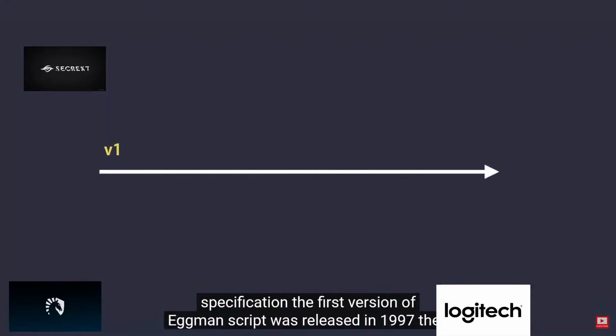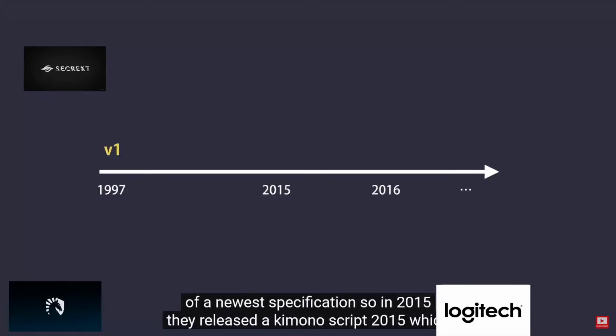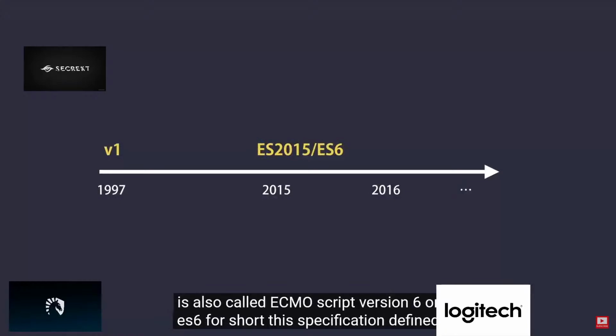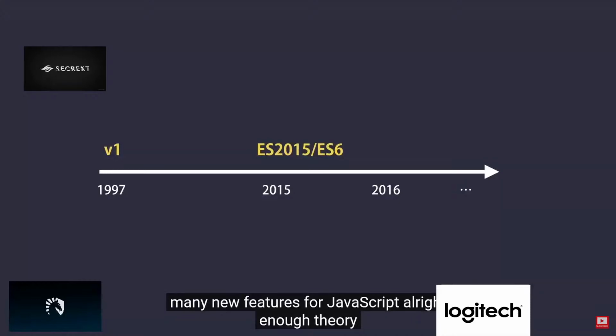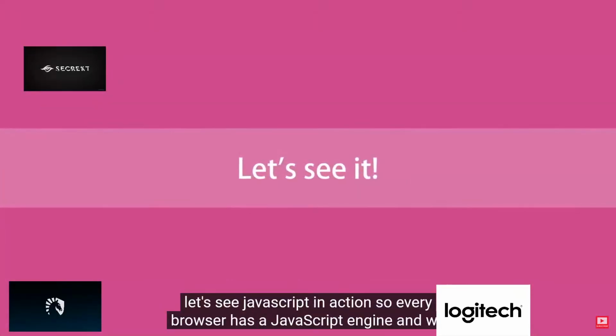The first version of ECMAScript was released in 1997. Then, starting from 2015, ECMA has been working on annual releases of a new specification. So in 2015, they released ECMAScript 2015, which is also called ECMAScript version 6 or ES6 for short. This specification defined many new features for JavaScript. Alright, enough theory, let's see JavaScript in action.